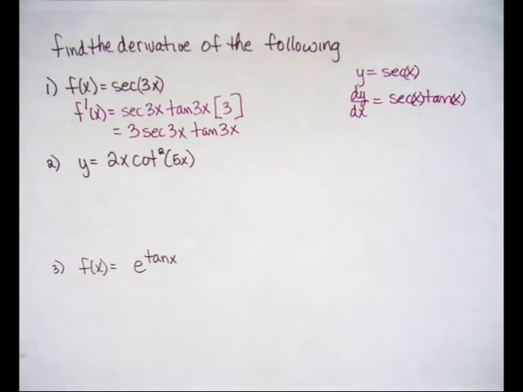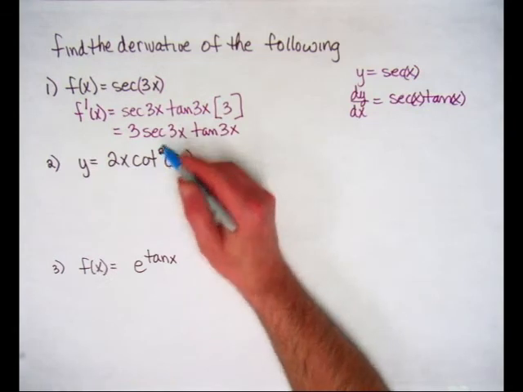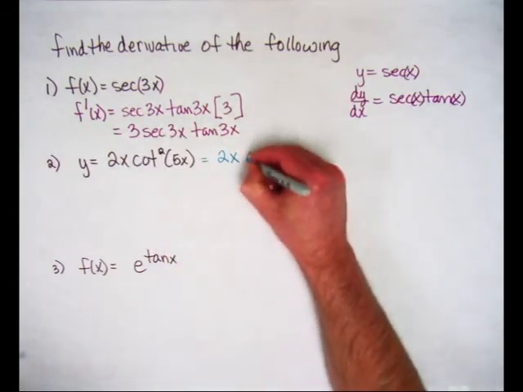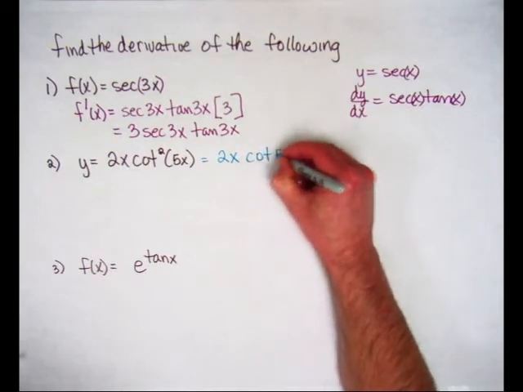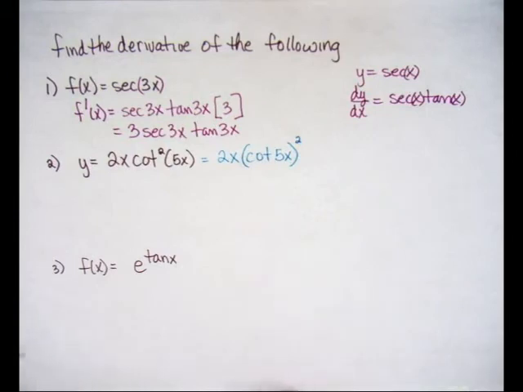The next question is a little more complicated. The next question is a product rule. We have 2x times cotan squared 5x. Whenever you have an exponent with a trig function, I find it beneficial, before you take the derivative, to write the question with the exponent like that. Then it's more evident to me that the power rule is being applied here.